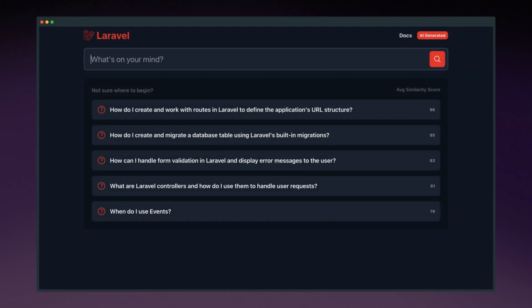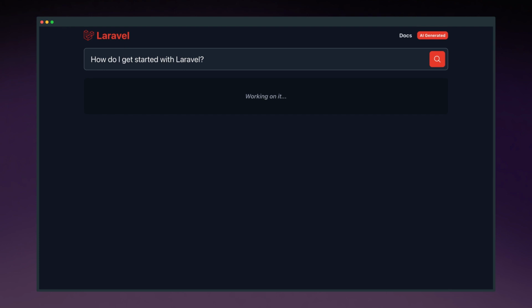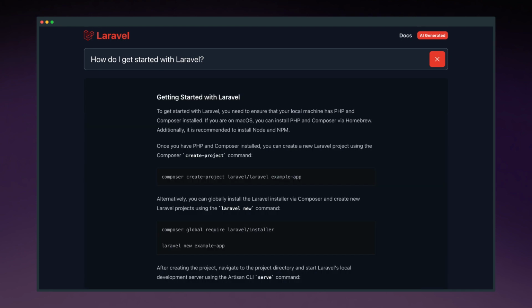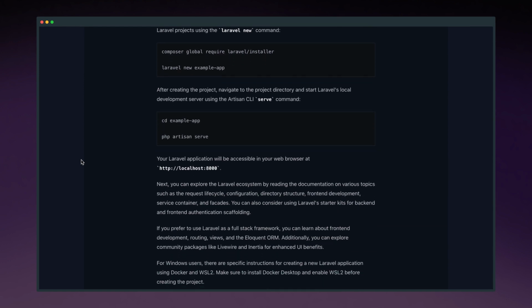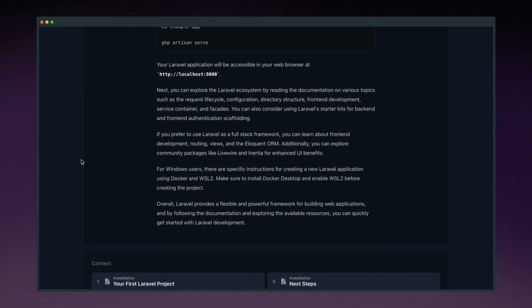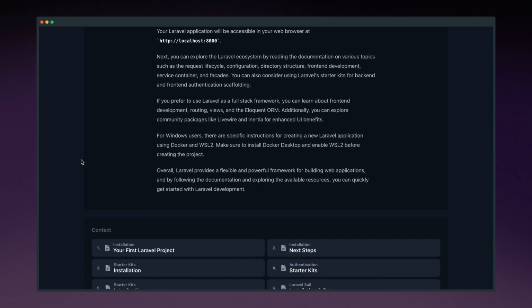So here's the main interface of the application where our users can ask their questions. For instance, how do I get started with Laravel? Going over the process again, when they submit that question, we take the vector embedding of it, compare it for similarity against all the sections we have in our database, and then pass that off to OpenAI's LLM. OpenAI will give us back this answer. So you can see that what we have here isn't verbatim from the Laravel documentation. It's what the LLM has put together for us.